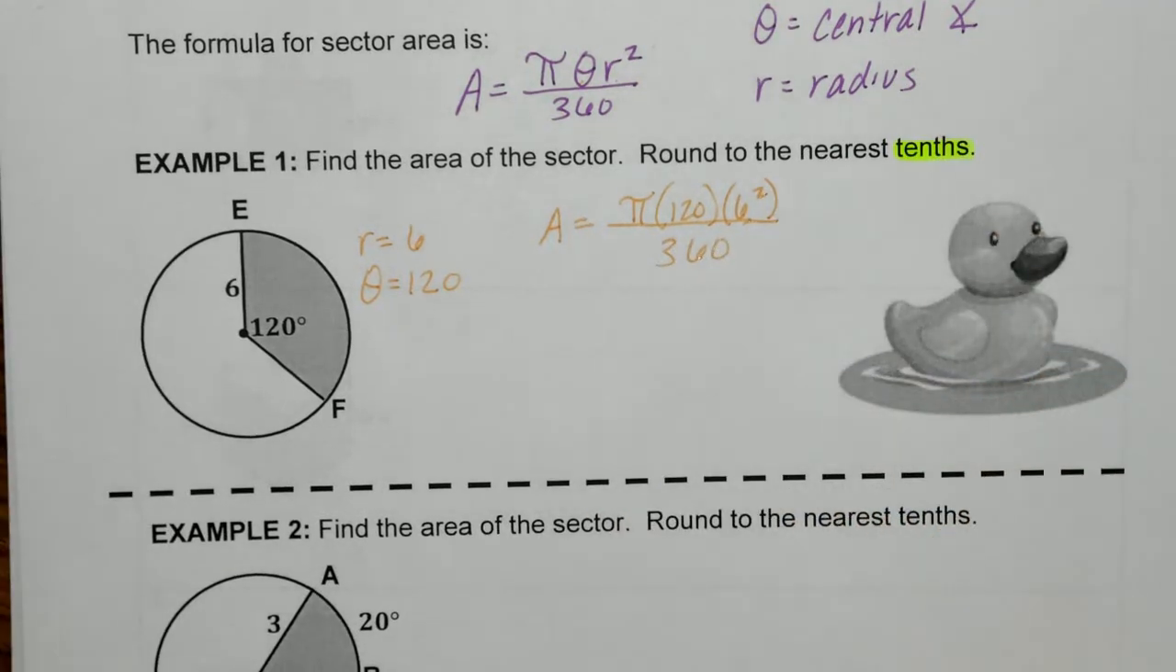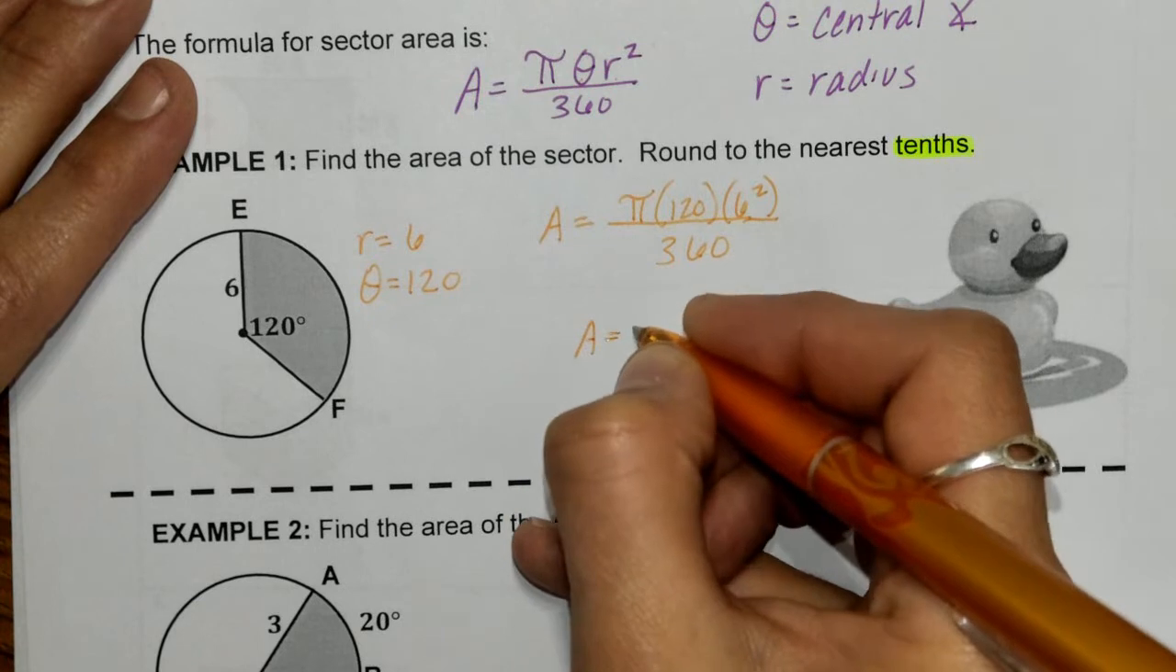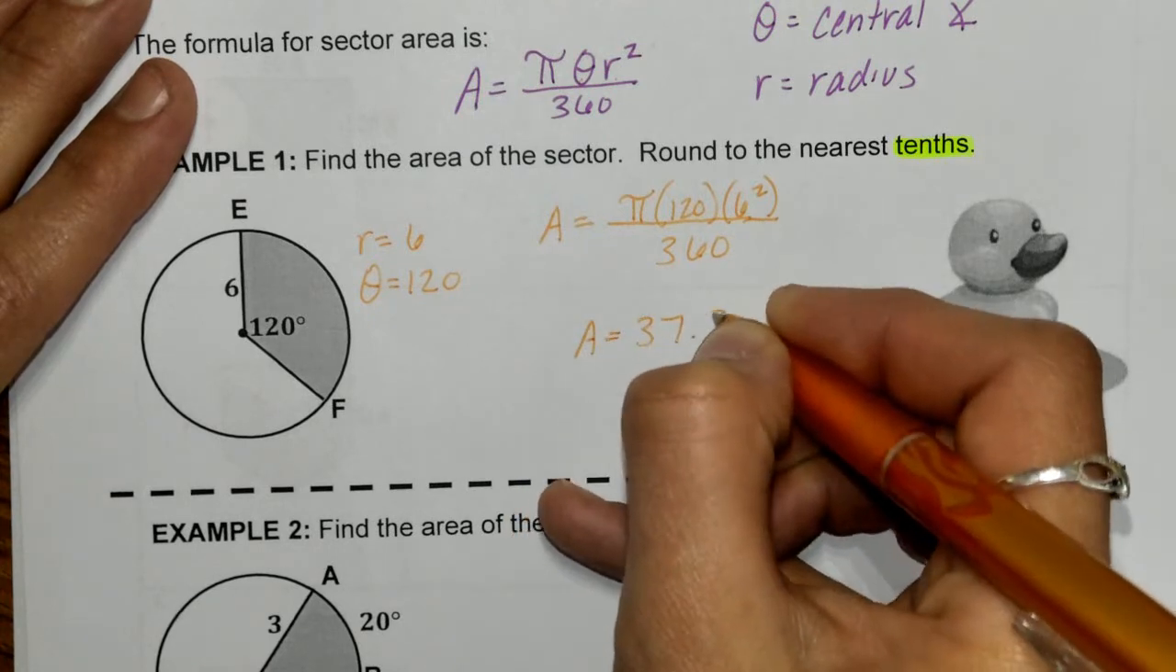Okay? And we can just plug all of this in at the same time in the calculator, making sure we're very, very careful. Go ahead and take a moment and pause, plug that in, and figure out what that answer is on your own. Rounded to the nearest tenths, we should have come up with 37.7.